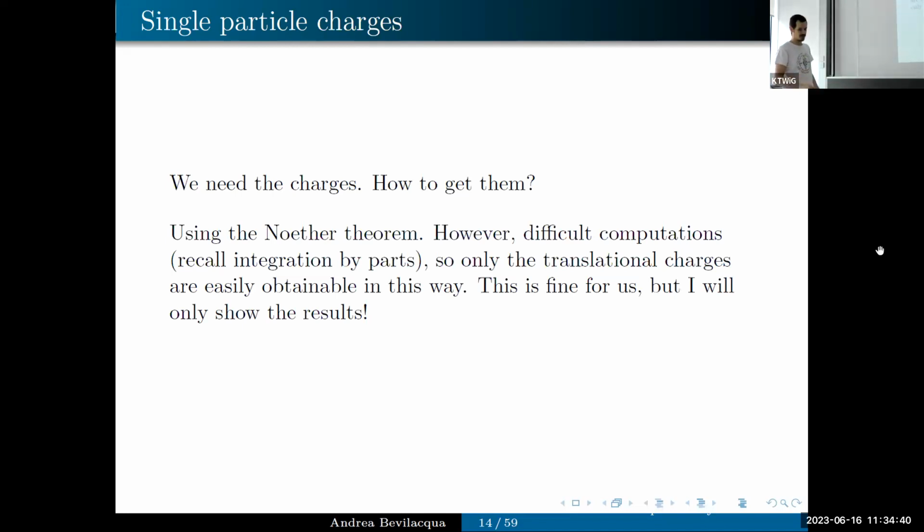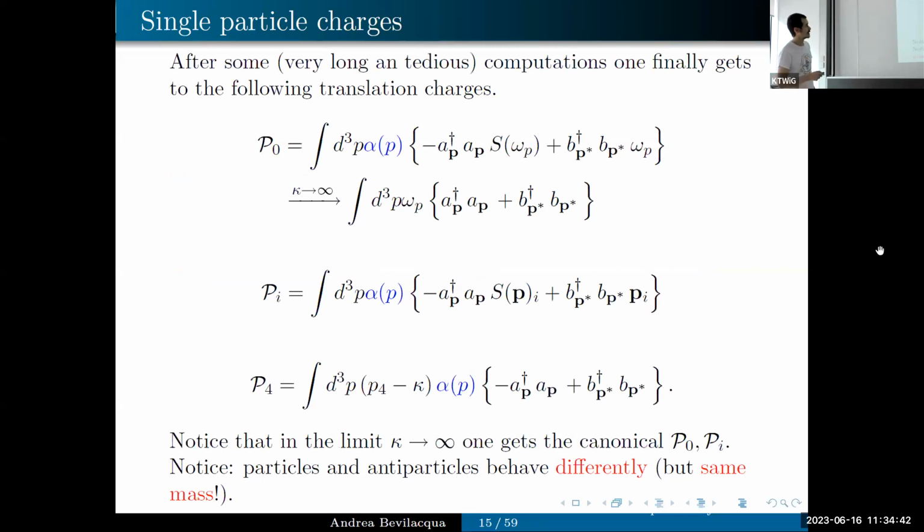And this is fine, but I already showed the results. So these are the results. After some long computations, you get that these are the charges. Now, of course, since we had 5 coordinates in our description of the system, we have 5 charges. And notice this alpha p. This alpha p is some momentum-dependent function which goes to 1 in the limit kappa to infinity. I will not write it down, but it's just there. And notice also this important factor here. So A dagger A multiplies minus S of omega, and B dagger B multiplies omega, and same for spatial momentum.